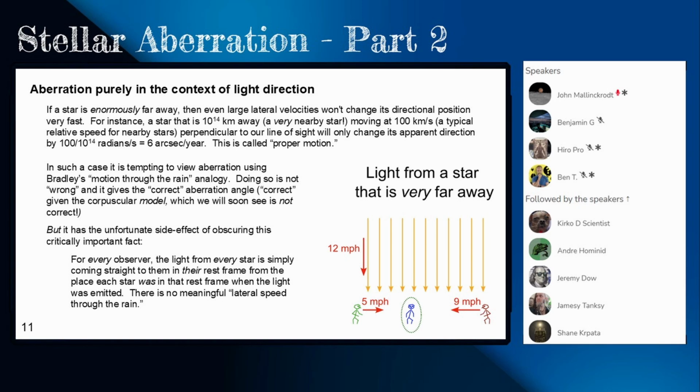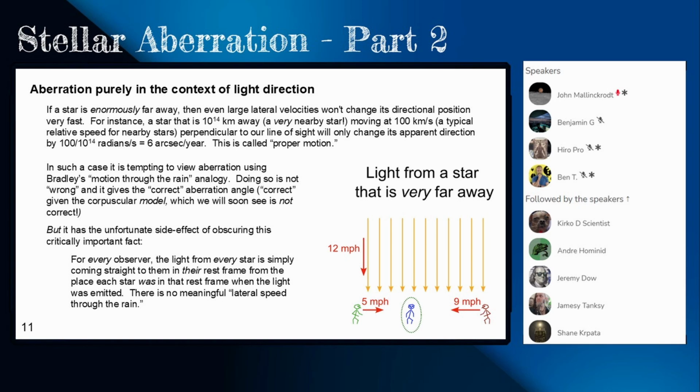If it were moving at that speed perpendicular to our line of sight, so that it would be apparently moving quickly, angularly, changing its apparent direction, then in that case it would be changing its apparent direction by 100 kilometers per second divided by the 100 trillion kilometers. 100 divided by 10 to the 14th radians per second, you can convert that to arc seconds per year.